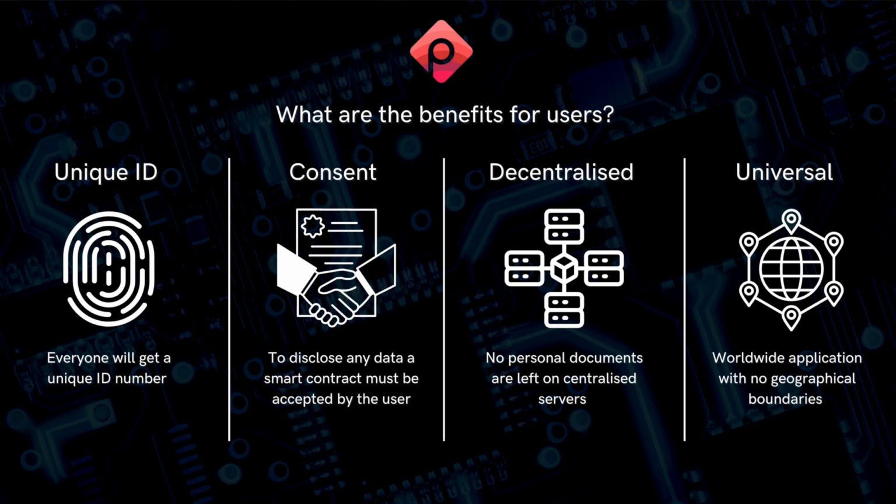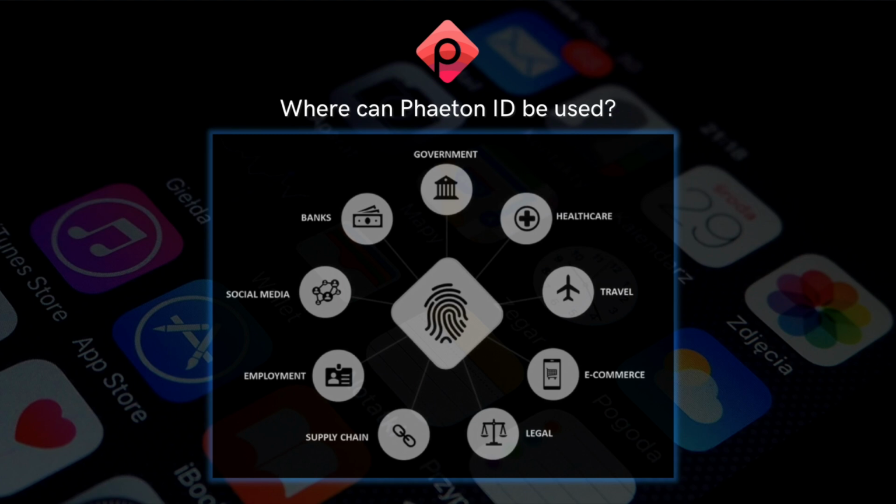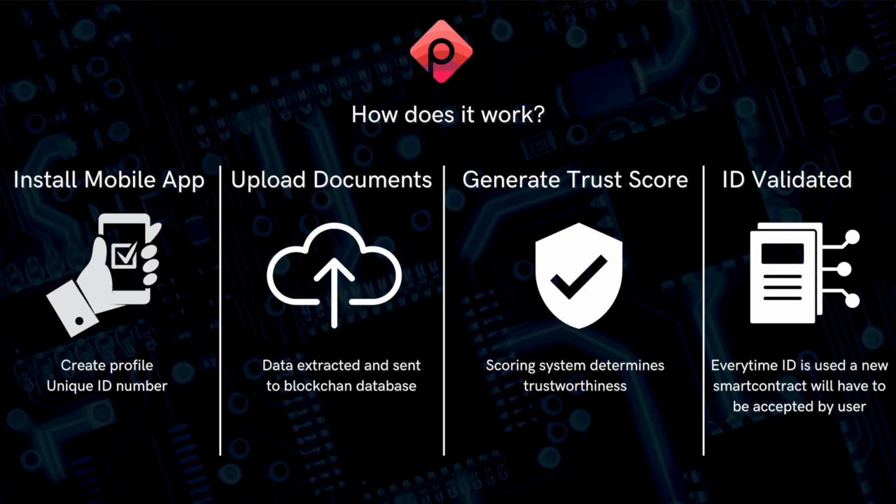This whole identity database is actually applicable on a universal scale, with worldwide application and no geographical boundaries. Phaeton ID has the potential to be used in every industry that we currently use our IDs, with governments, healthcare, travel, e-commerce, legal, supply chain, employment, social media, banks, and much, much more. It's a worldwide application. So how does it work?